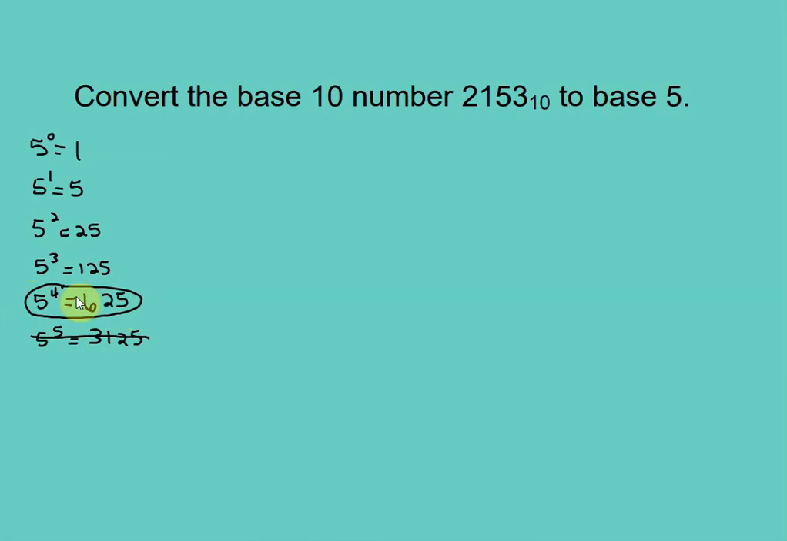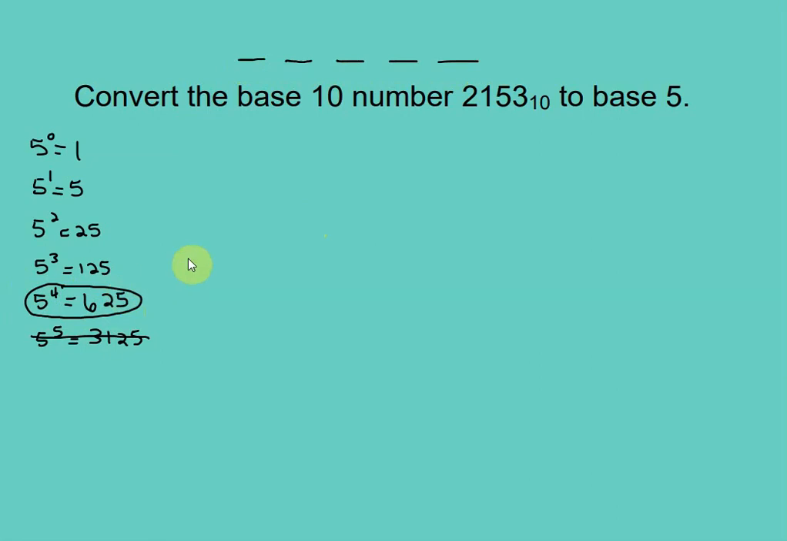Now, whatever power of the number that we're dividing by, we're going to add 1 to that number, and that's how many digits will be in our answer. So since this is 5 to the 4th power, we know that our answer is going to have 5 digits in it. 1, 2, 3, 4, 5.